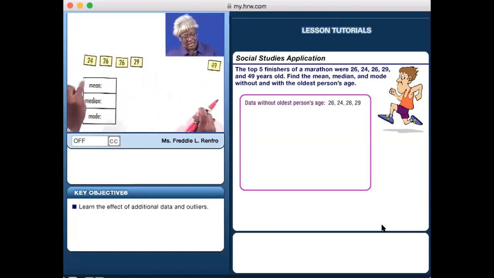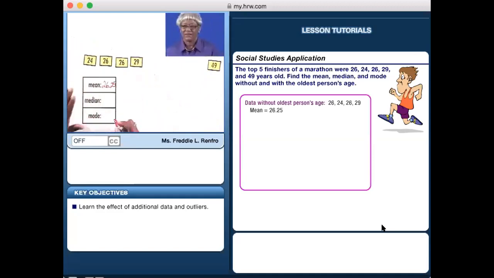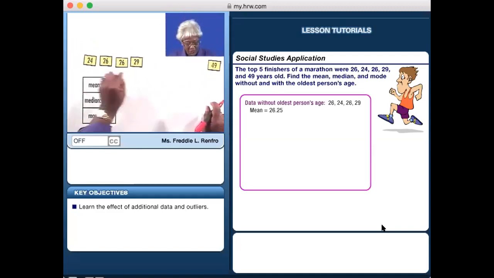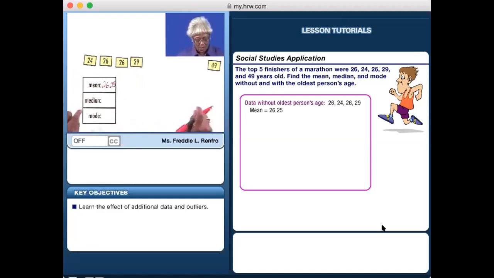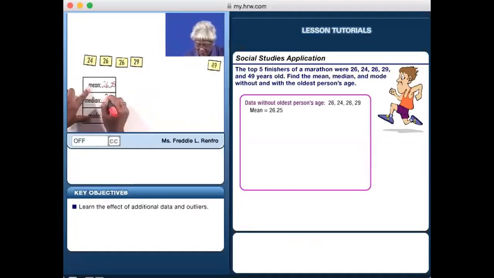What's the mean? If you add all 4 of these ages and divide by 4, you find that the mean age is 26.25. About 26 years old is the average age of these 4 finishers. What about the median? What's in the middle? The median is 26. We can see that right off.